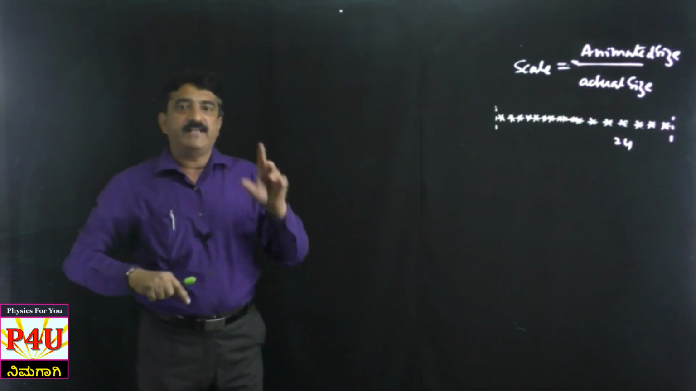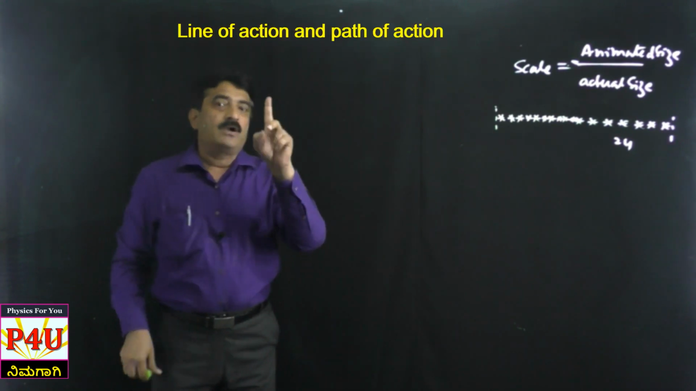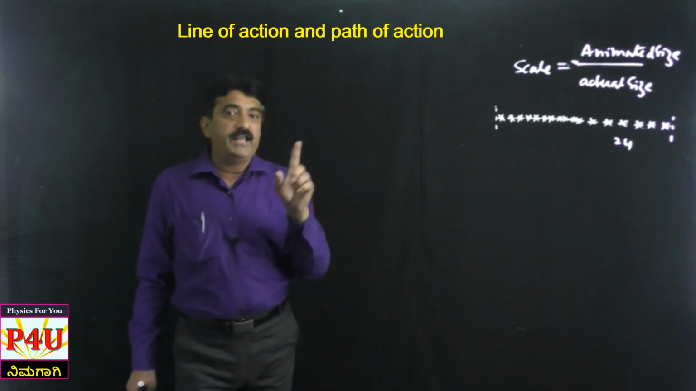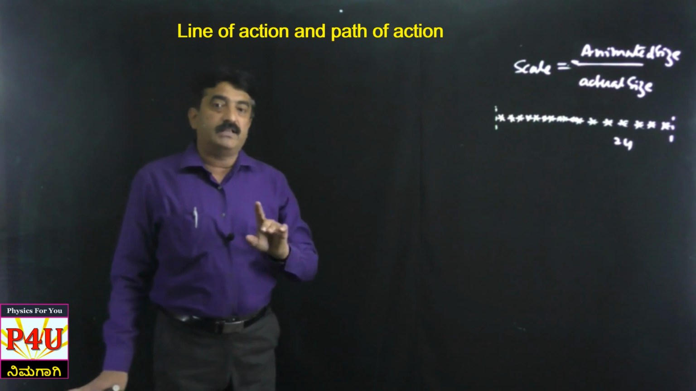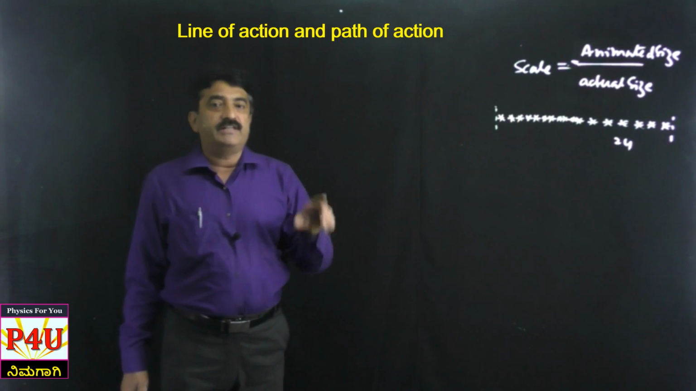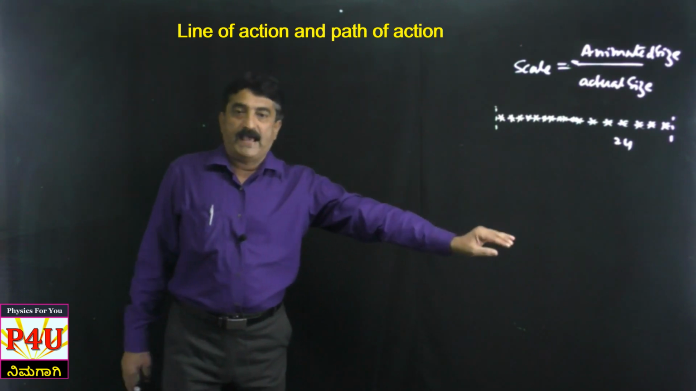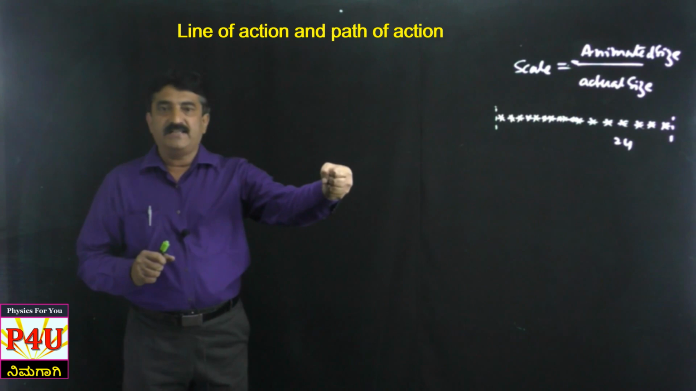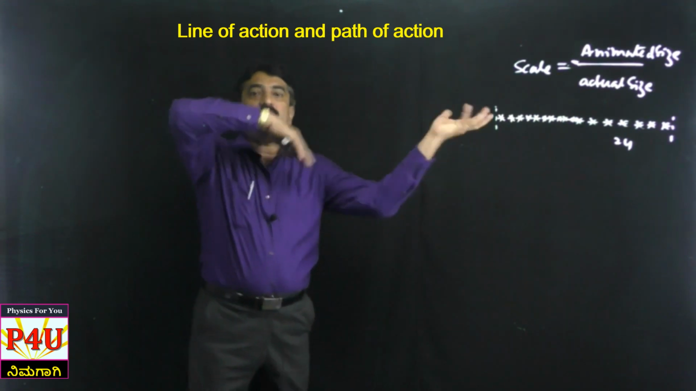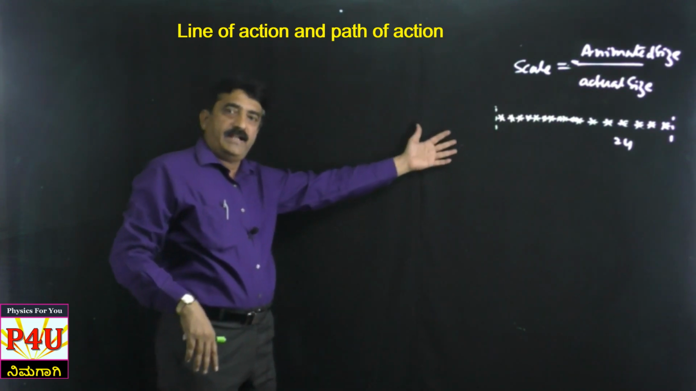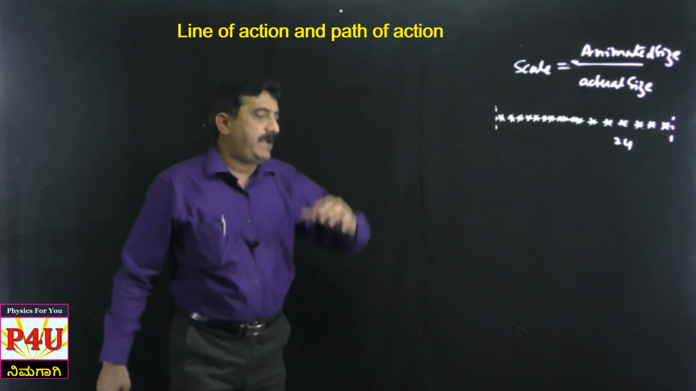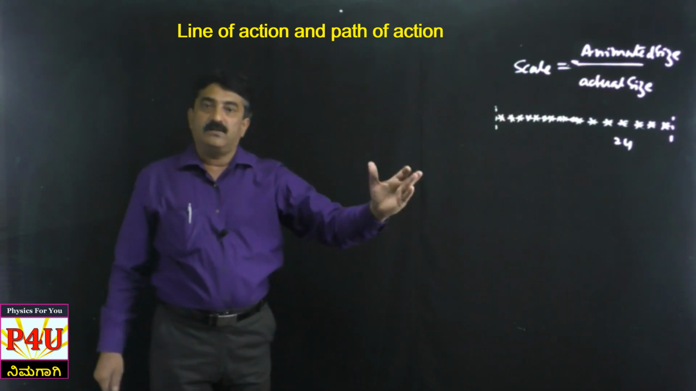So, in connection with this, I define two lines called line of action and path of action. Definitely, it is not to be confused with line of motion. Line of motion is not at all connected to this. It is line of action, path of action. See here, hitting is an action, movement is an action, jumping is an action, rotation is an action, or movement of my hand is an action, or when I drop the ball, the ball keeps moving like this, it bounces back, moves like this, like this, like this. That is also an action.